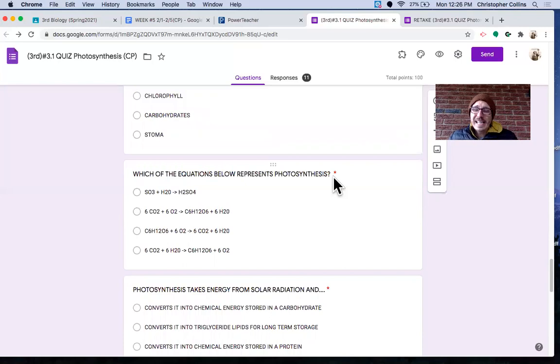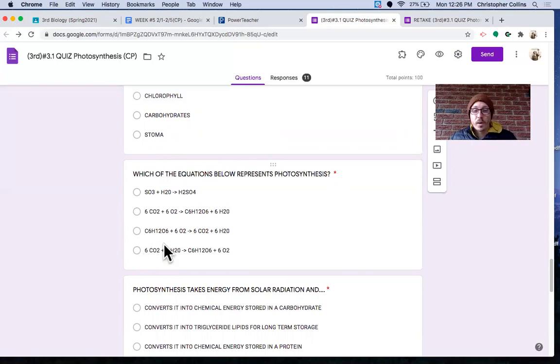Which of the equations below represent photosynthesis? Well, really at the end of the day, all these smaller numbers are not really all that important. You just need to think, okay, what do plants need to get started? Well, I know that plants need water and carbon dioxide, right? And so if I look over here, these are all chemical equations. I need to find water and carbon dioxide for my starting point, right? And so I can see that right here. We've got 6 molecules of carbon dioxide and 6 molecules of water. Either way, I know this is what I'm starting with.